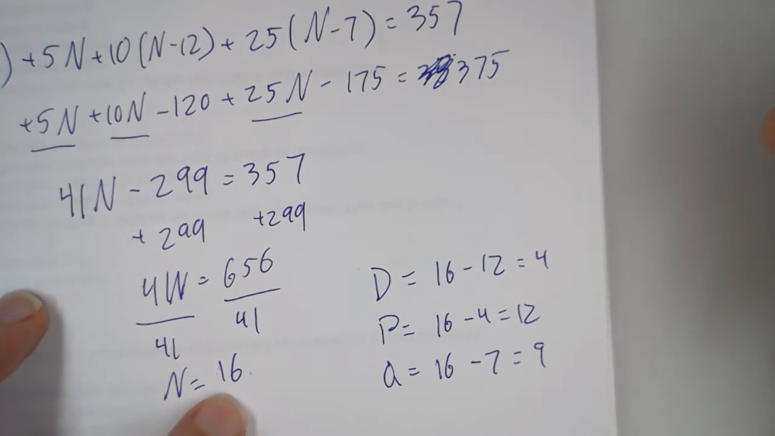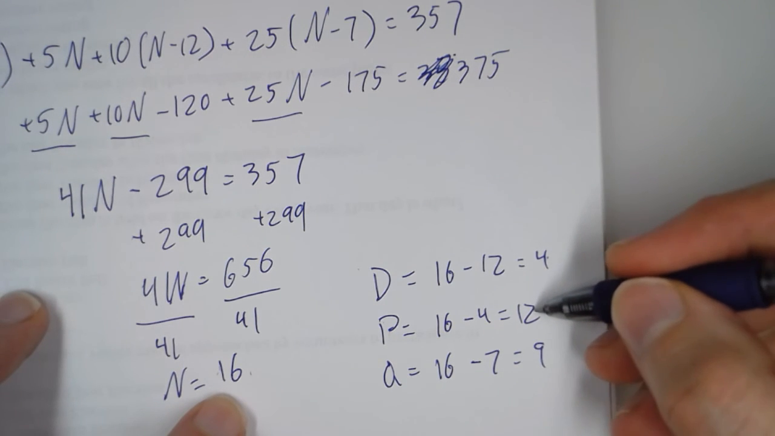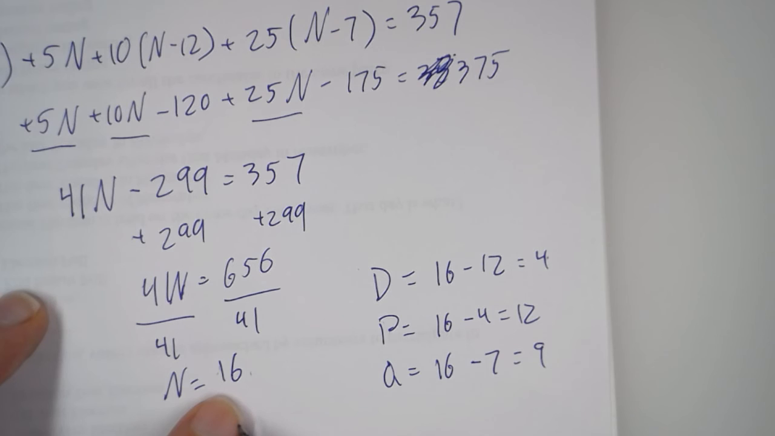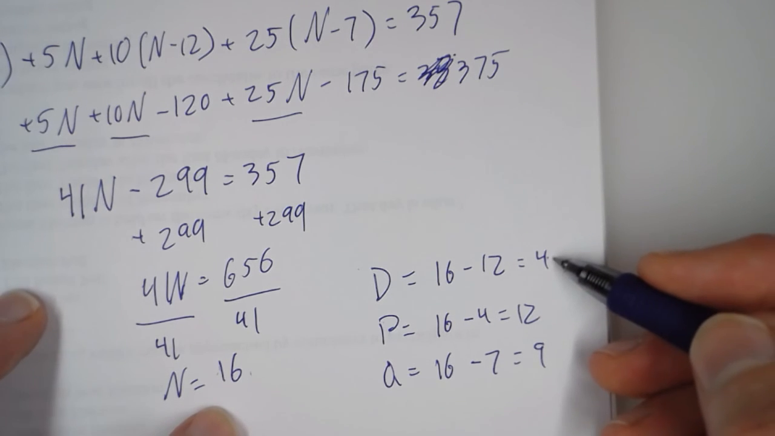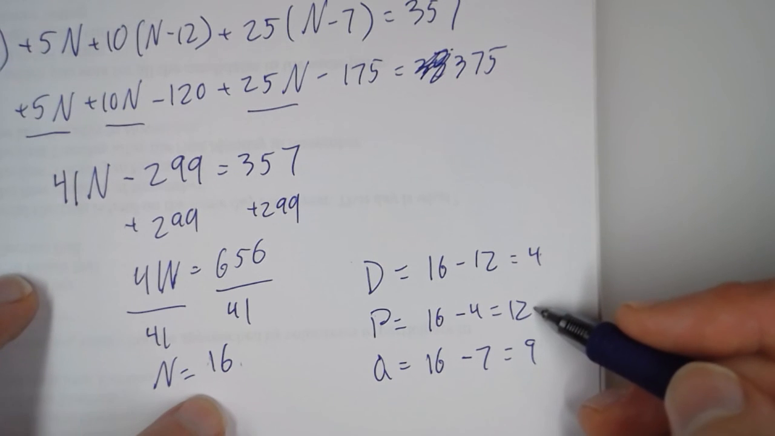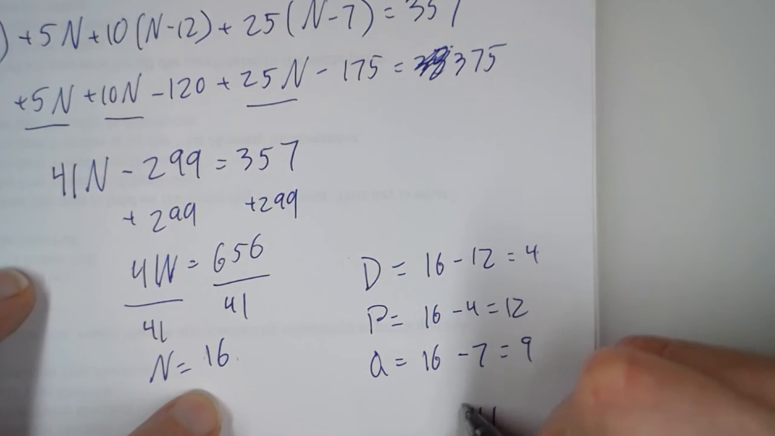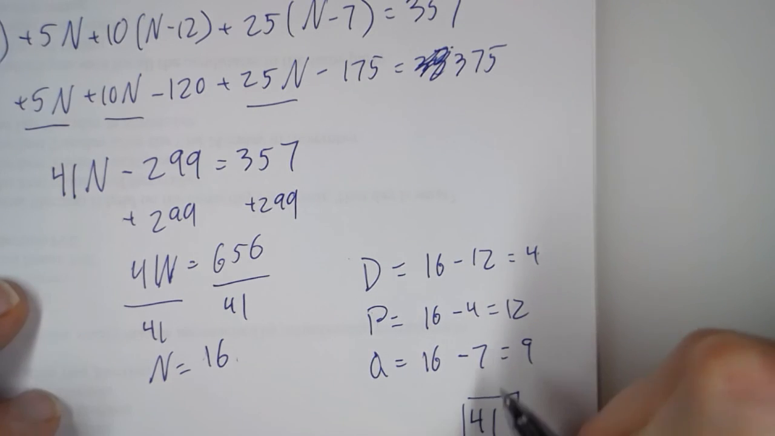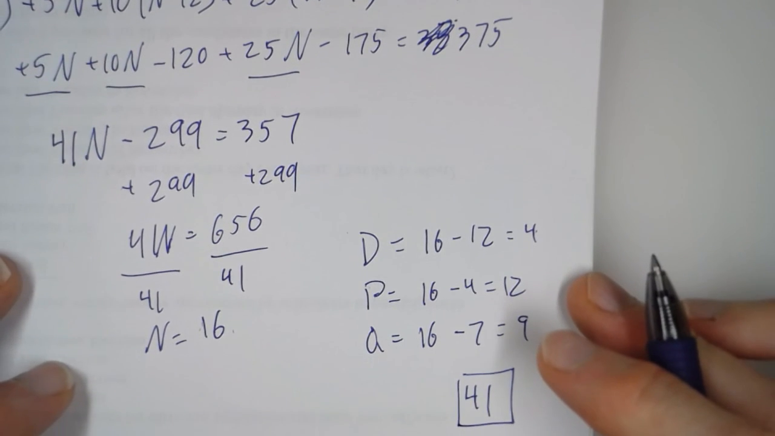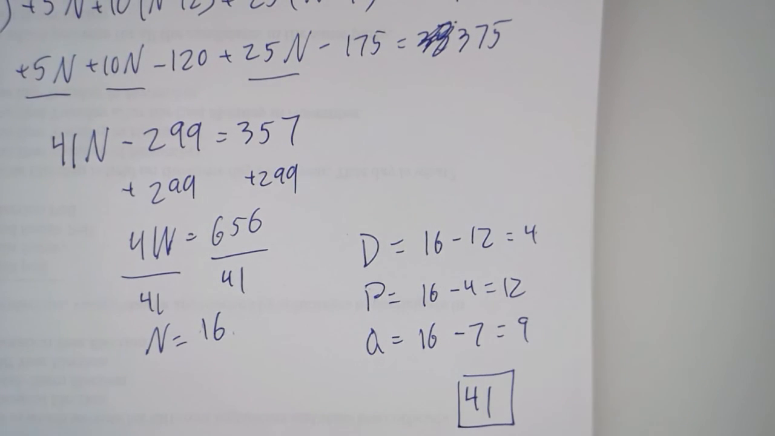so we have 9. So we have to take 4 plus 12 plus 9 plus 16, and add those four together. So 16 plus 4 is 20, plus 12 is 32, plus 9 is 41. And that's the total number of coins that she has. There's our answer, and we're done.